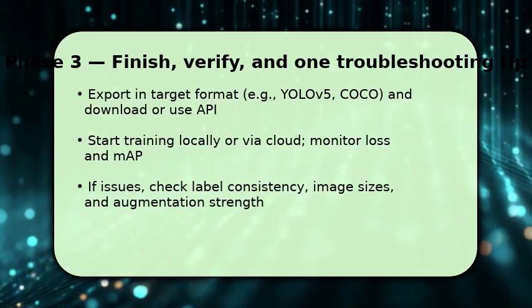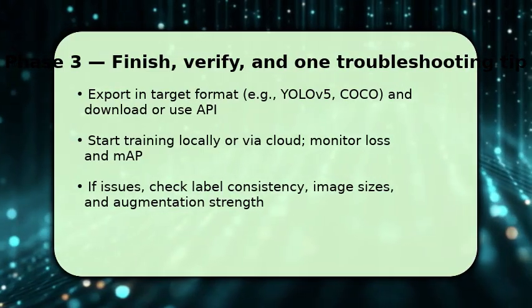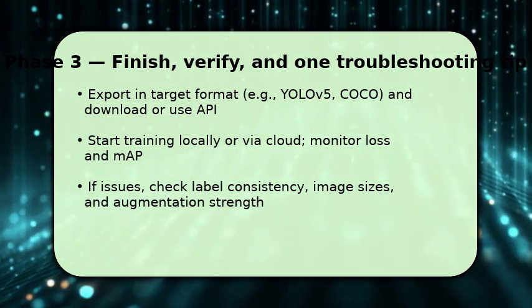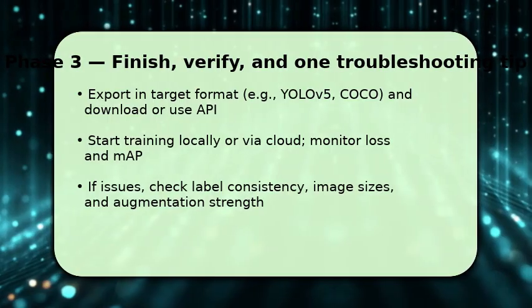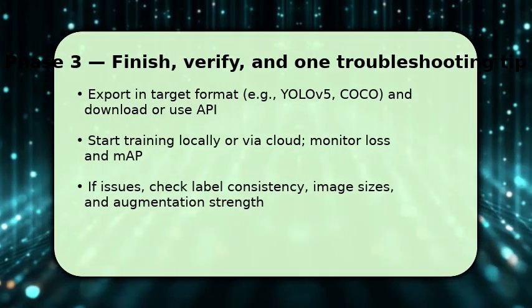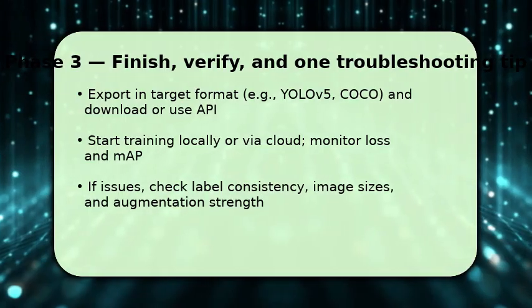If things go wrong, recheck class labels, verify image sizes, and reduce aggressive augmentations. Inconsistent labels or mismatched image shapes are the usual culprits. Once satisfied, deploy your model with the matching preprocessing pipeline.